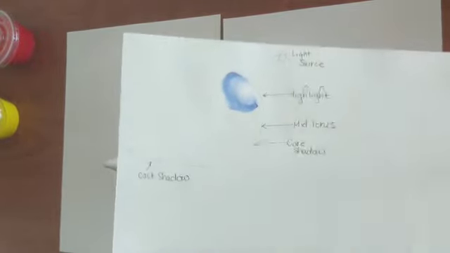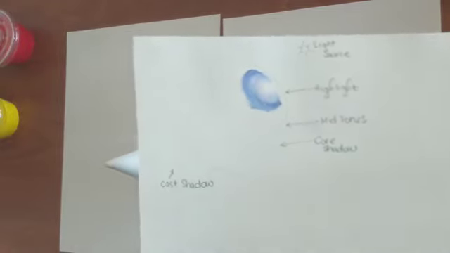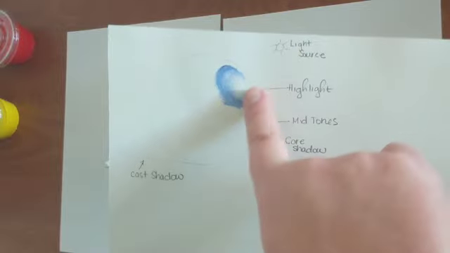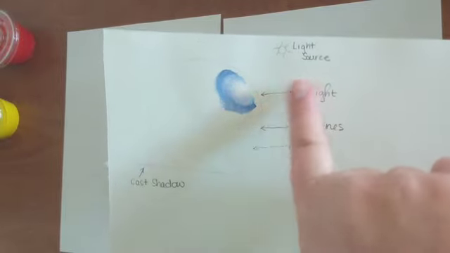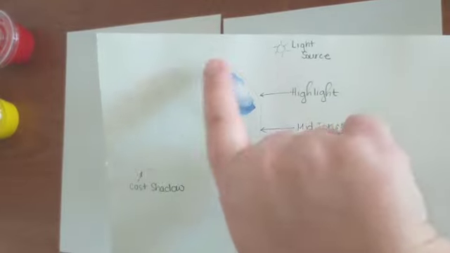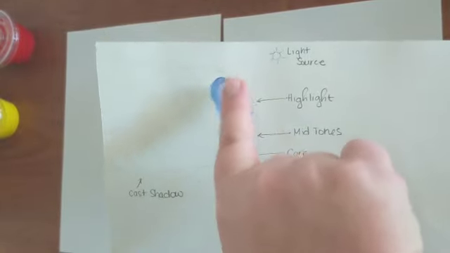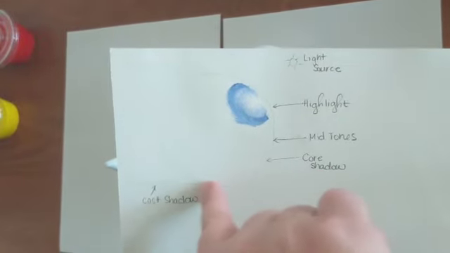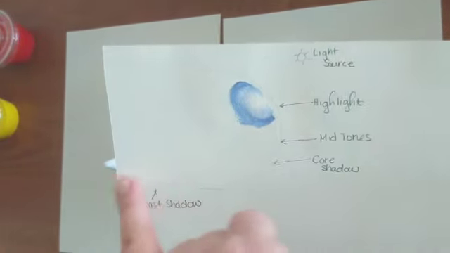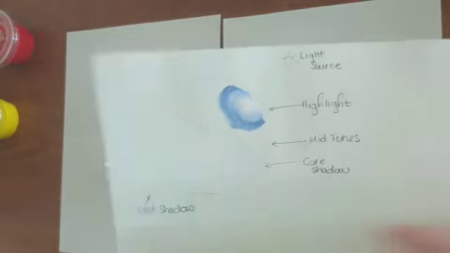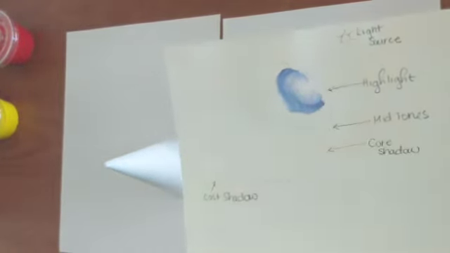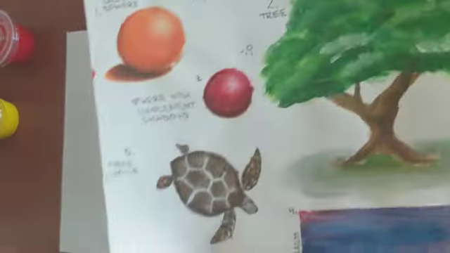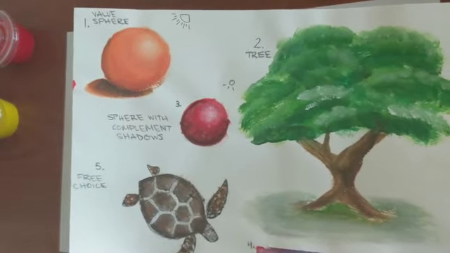So in here, for example, if we were looking at just a ball in general, you'd have a light source. If your light source is coming from here, your light source is hitting here. That's your highlight. Your midtones are where it's gradually getting from lightest to medium and then to the darkest, and the darkest is farthest away from the light. And then your cast shadow is on the surface that your object is sitting on.